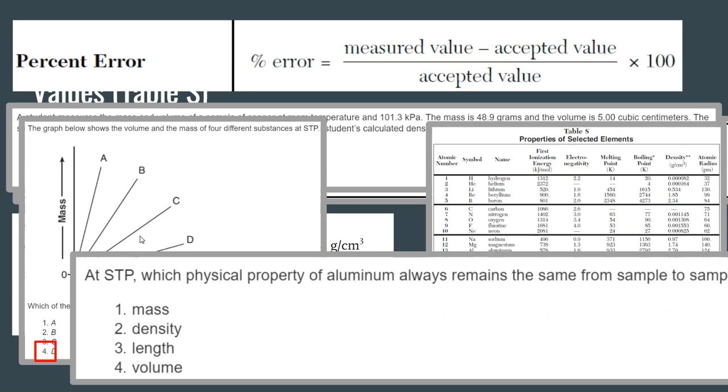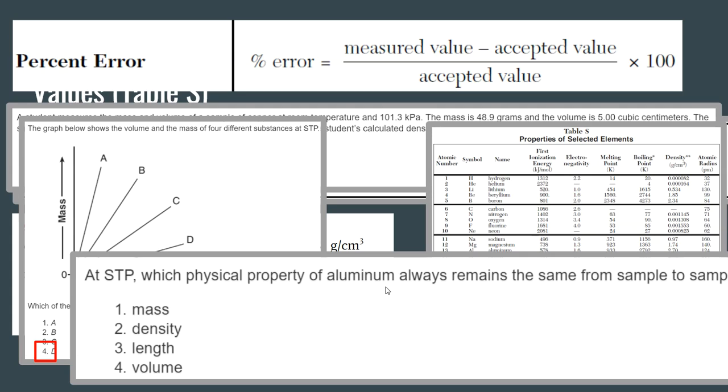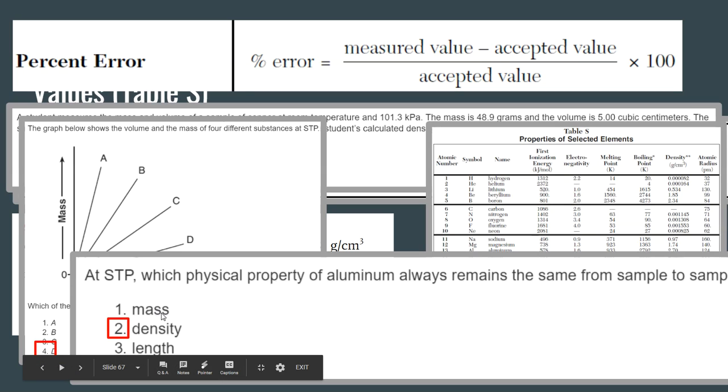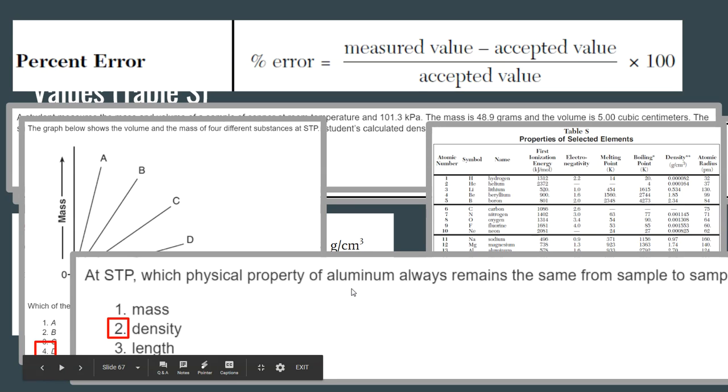At STP, which physical property of aluminum always remains the same from sample to sample? You should note that since we're talking about aluminum, it's going to retain the same physical property of density no matter what we do to the sample. So we can easily change the mass of the sample, the length of the sample, or even the volume, but its density will always remain constant if we're talking about solid aluminum, for example. So the correct answer is 2.